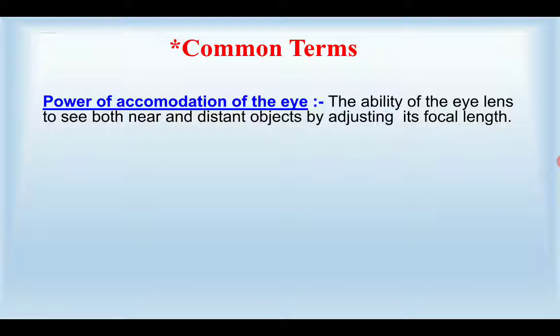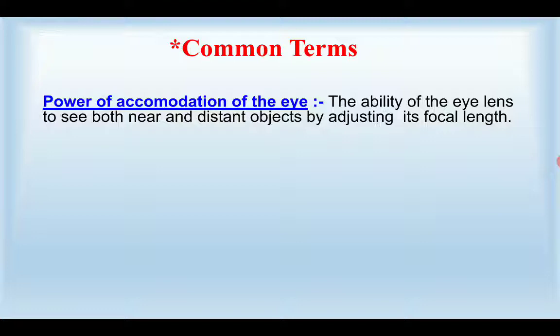Now, as we know, we have a single lens in our eye, and a single lens with a single focal length is not able to see objects placed at varied distances. So we need to adjust the focal length of the lens, and that is done with the help of the ciliary muscles. With the help of this adjustment of the eye lens, the person is able to see both nearby and distant objects.